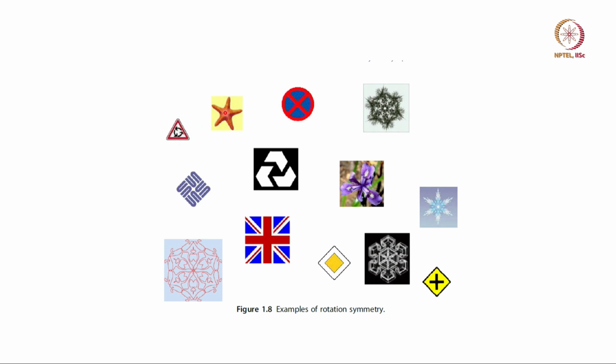Similarly, here there is a 5-fold rotation axis. The point that I am pointing out, the centroid of this object, the star, is a 5-fold rotation axis, and if I rotate this by 360 by 5, I get the same object again, right. So, here I have a 4-fold rotation, here this is 6-fold, and so on and so forth. So, you see all these flowers etc.